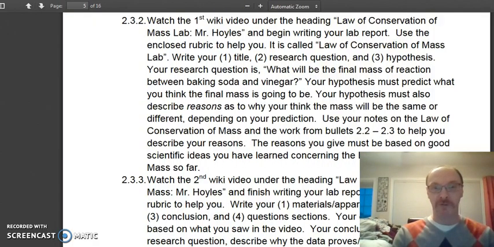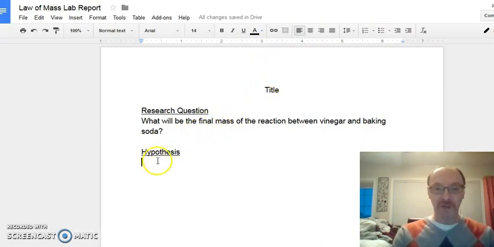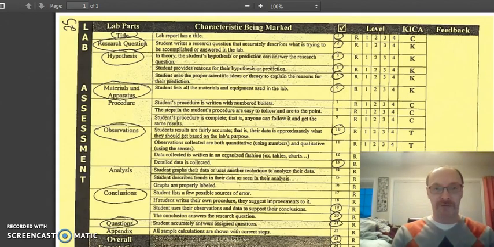So you want to go back to your notes on the law of conservation of mass, and you want to tell me why you think the final mass of the vinegar and baking soda will be a certain mass. What does the law of conservation of mass say? So back up what you think your prediction is with the proper scientific theory, again, the law of conservation of mass. Okay? We go back to the rubric.